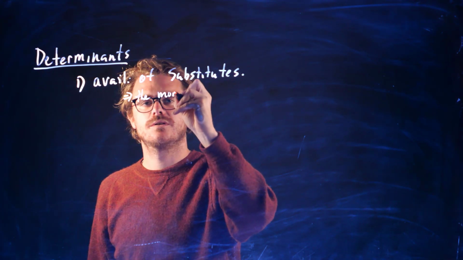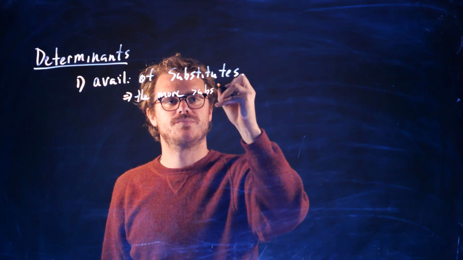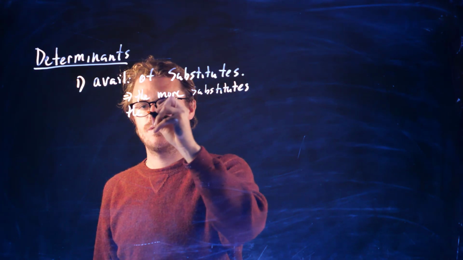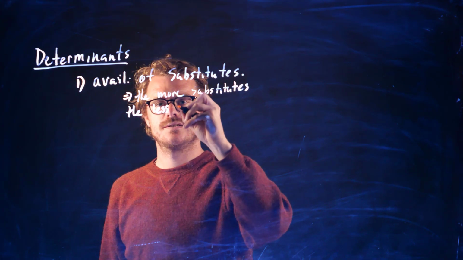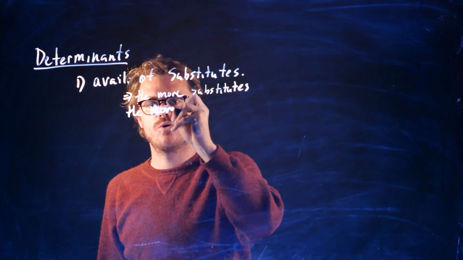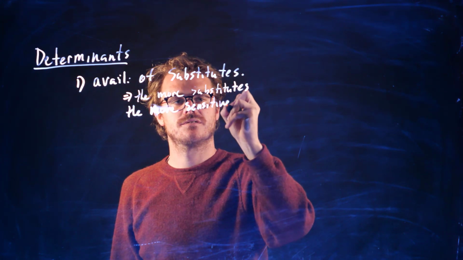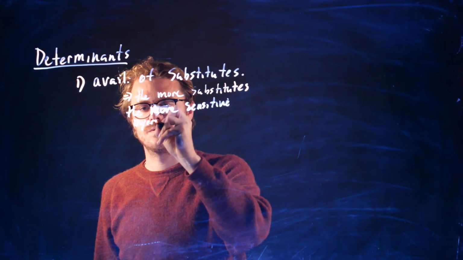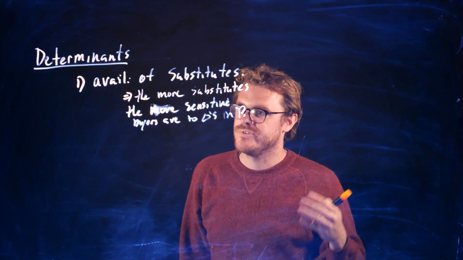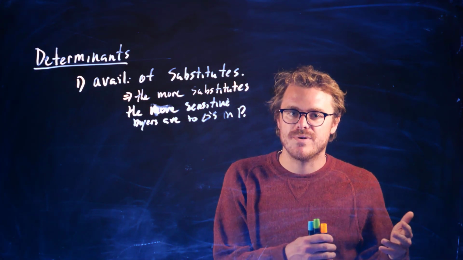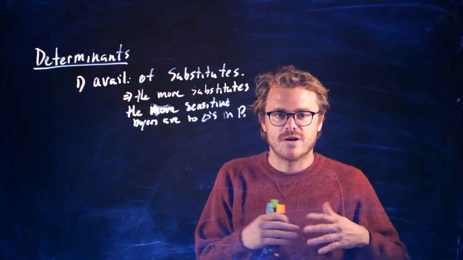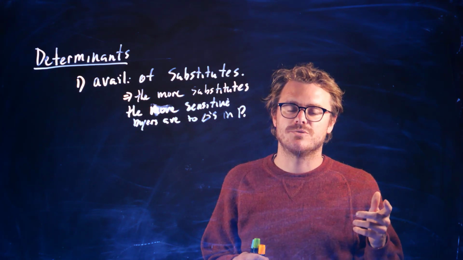So the more substitutes, the more sensitive buyers are to changes in price. Right, and that intuitively makes sense. If the price of something goes up and there's lots of other things you could purchase or use instead of it, you're going to really start purchasing those other things quickly, even with a small price change.